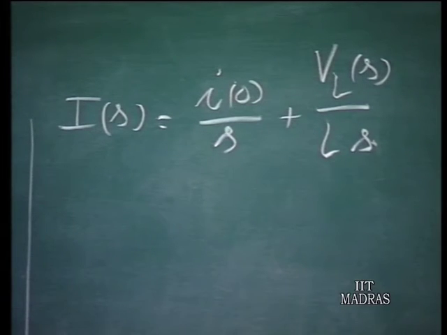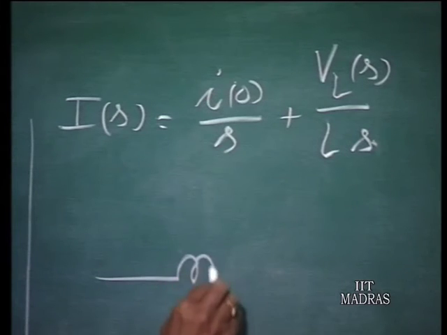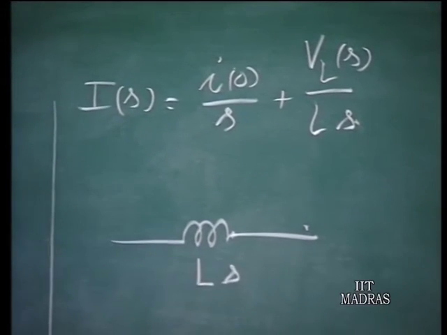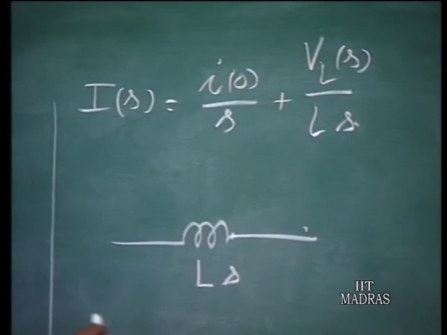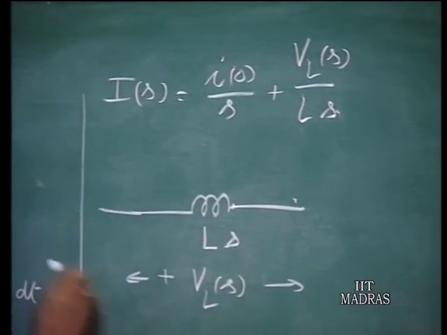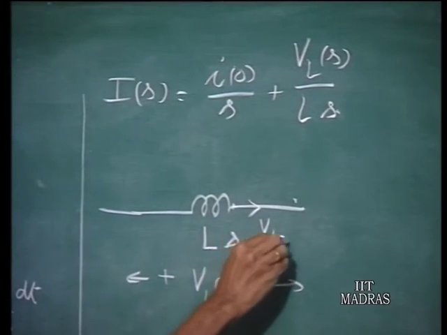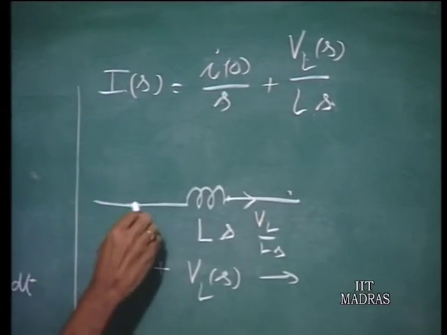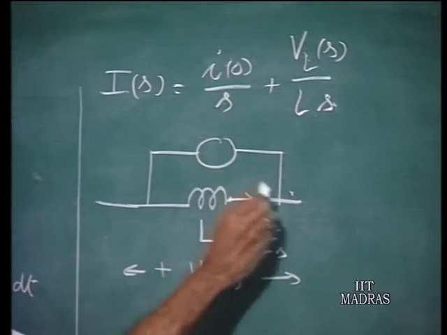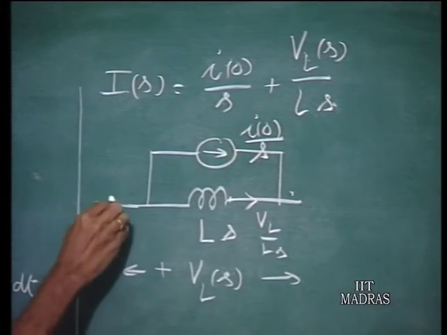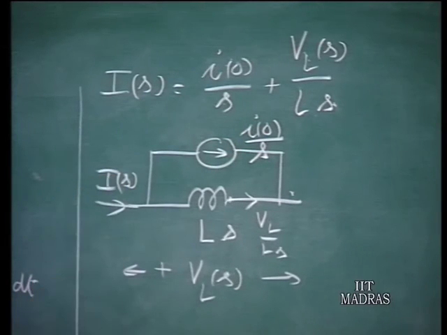Obviously, therefore, you have an equivalent circuit like this in the transform diagram which represents this equation. Suppose we say the inductor has generalized impedance Ls, and the terminal voltage is VL of s. So the current in this portion is VL over Ls, but the terminal current is different from this by an additional current here, therefore you have a current source equal to I0 over s, and this is the terminal current I of s.